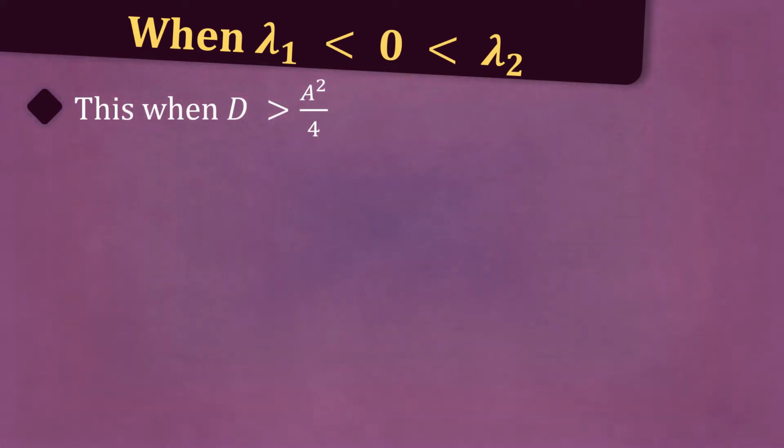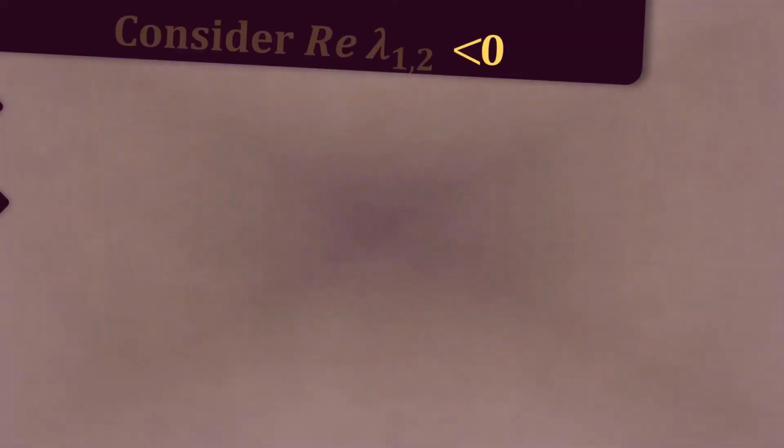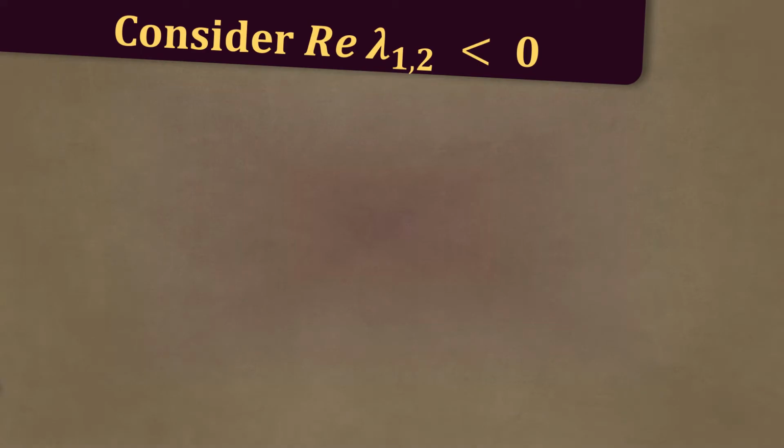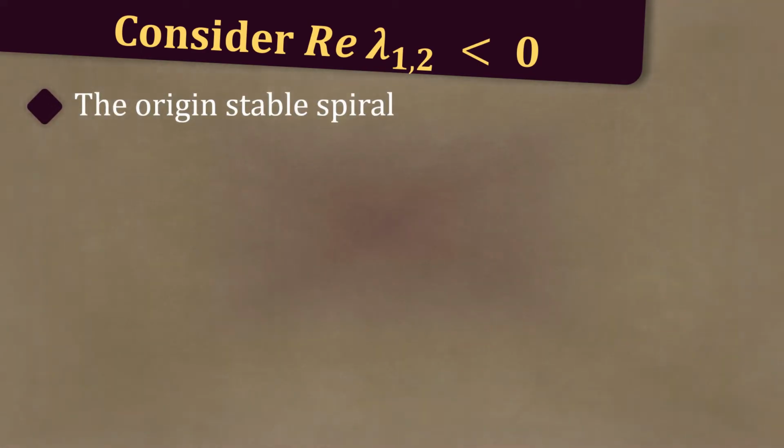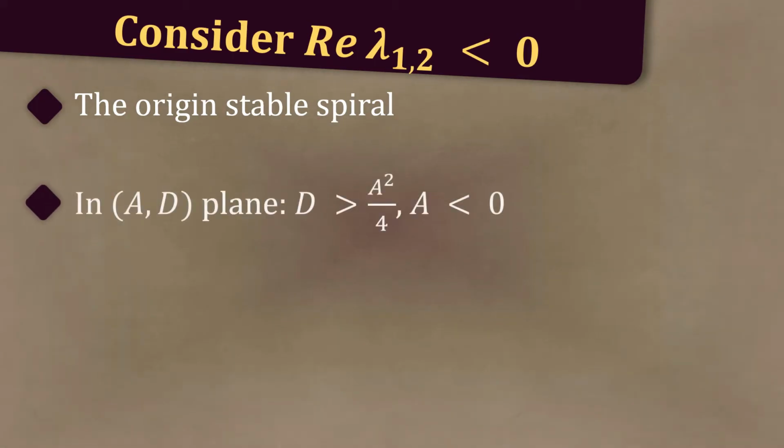Next, let's consider the cases where lambda is complex, with imaginary part not equal to 0 and lambda 1 not equal to lambda 2. This is when d is greater than a squared over 4. There are 3 subcases. Now, let's consider the case where the real parts of lambda 1 and lambda 2 are less than 0. Then, the origin is a stable spiral, and in the AD plane we have d greater than a squared over 4, but a is negative.